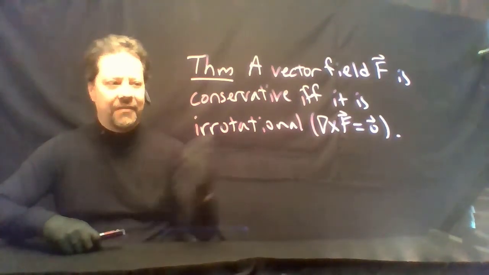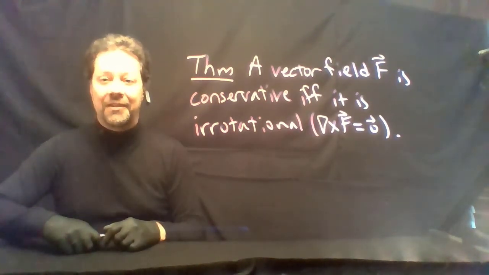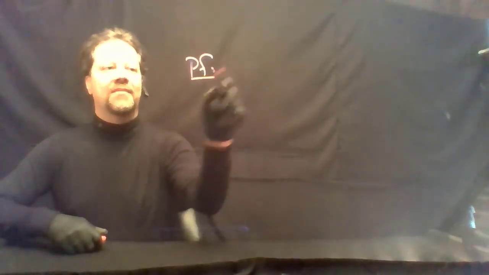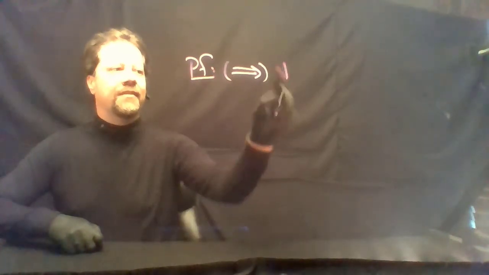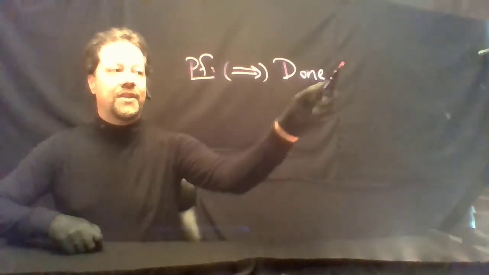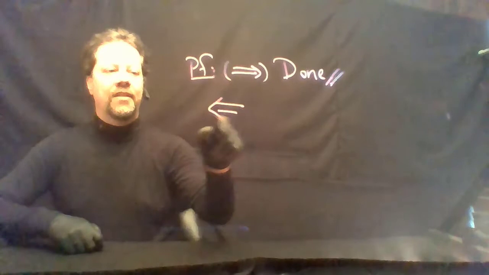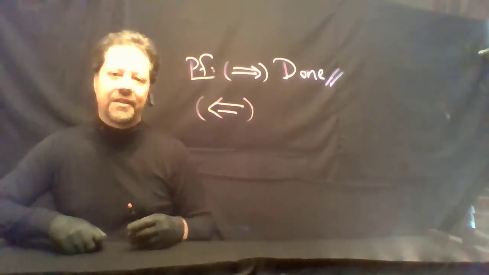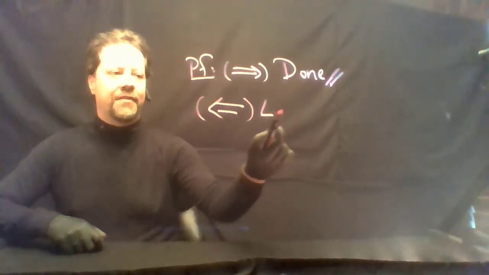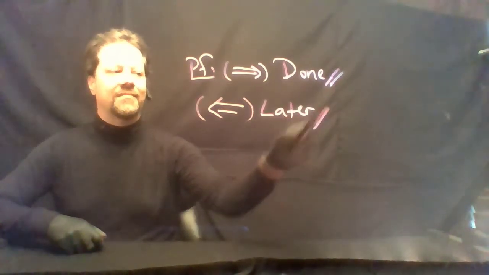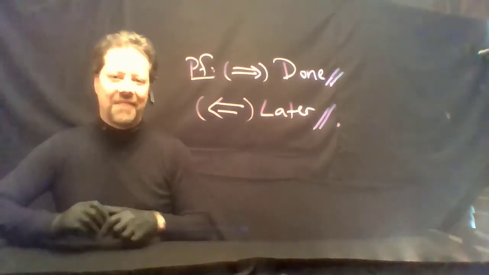Conservative vector fields are irrotational vector fields. We have the proof in one direction already. If the vector field is conservative, then it is irrotational. The proof in the other direction, if the vector field is irrotational, then it is conservative, we'll have to defer to later. We have more theory to develop first.